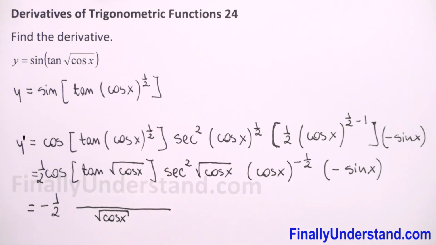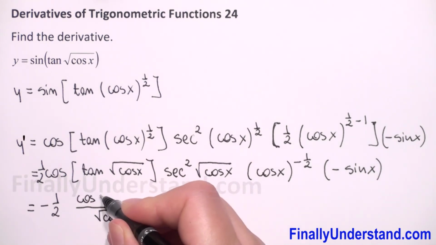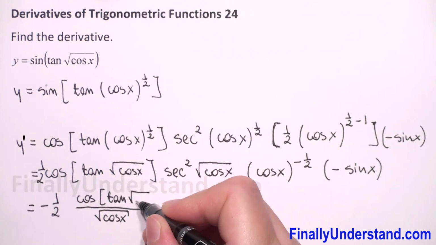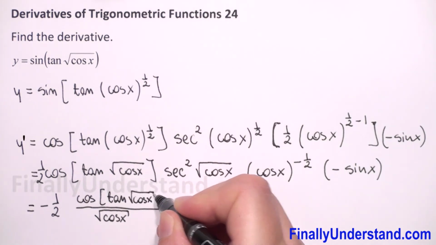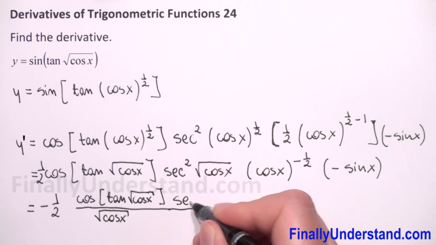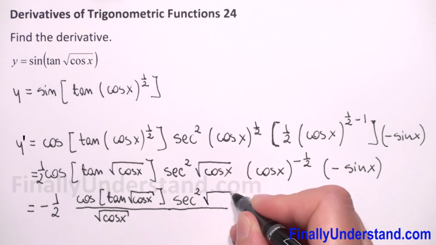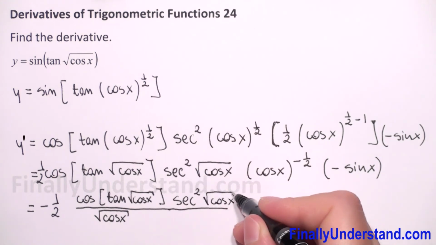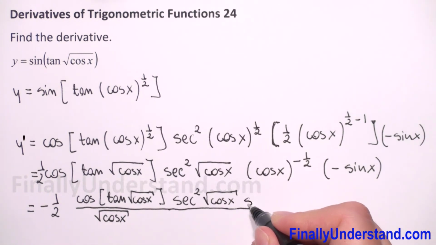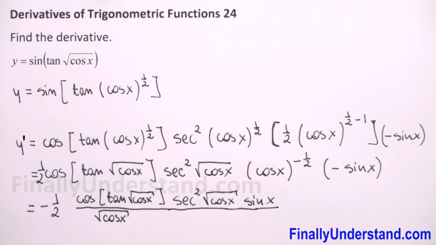of x, and the rest we just copy, so it will be cosine of tangent of square root of cosine of x times secant square of square root of cosine of x. This expression we take down to the denominator, and the negative sign we have at the beginning, so we have times just sine of x. This is my solution.